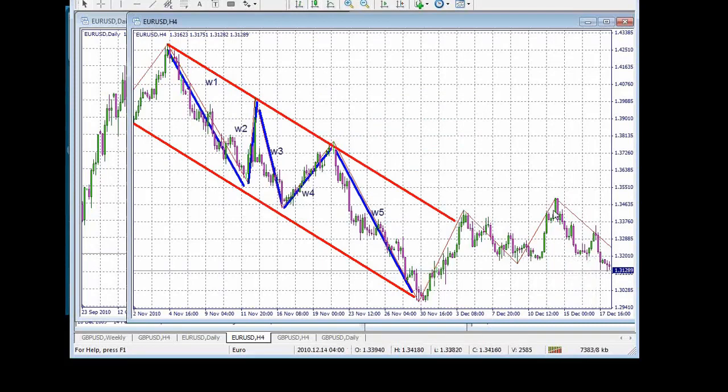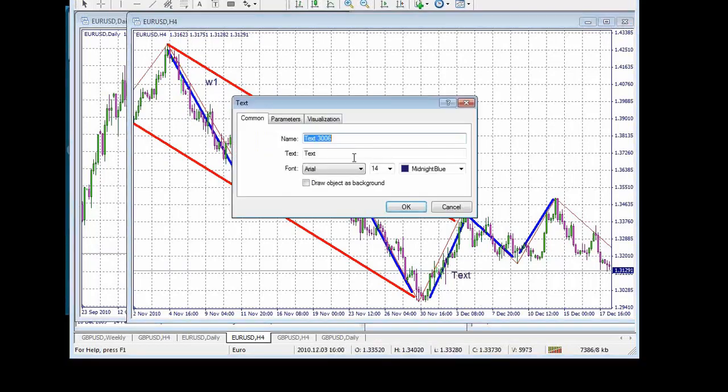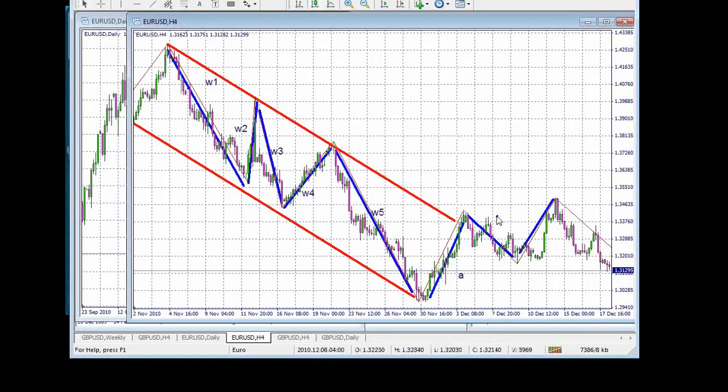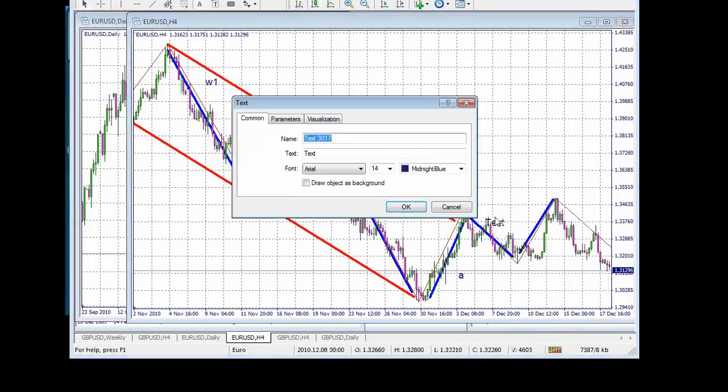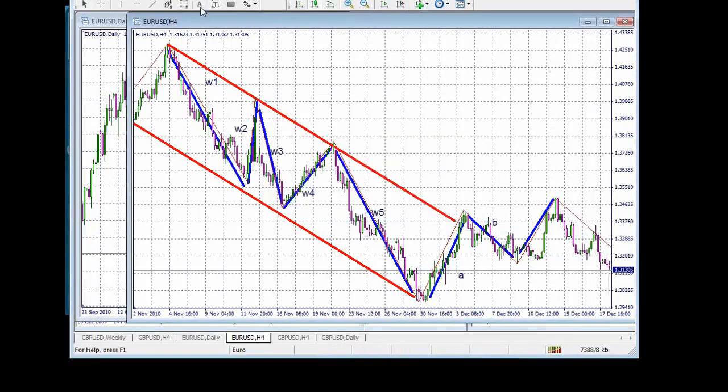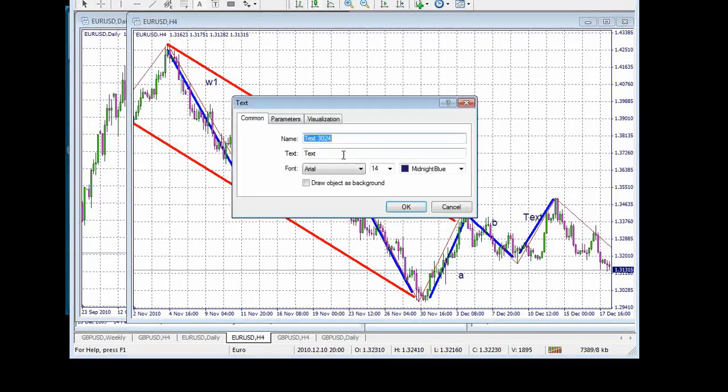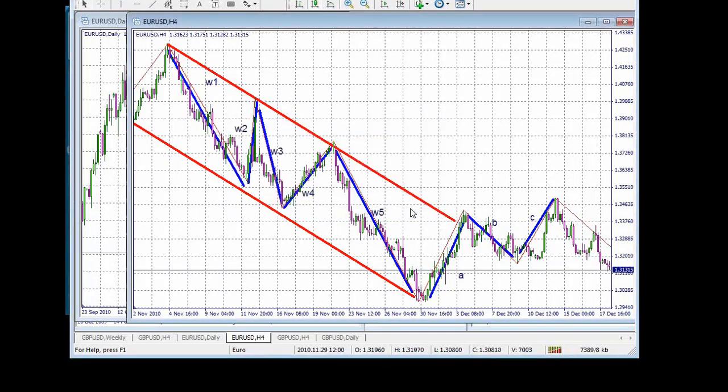And those 3 that are ABC. This is the corrective move of this cycle. And those will be A, B, and C.